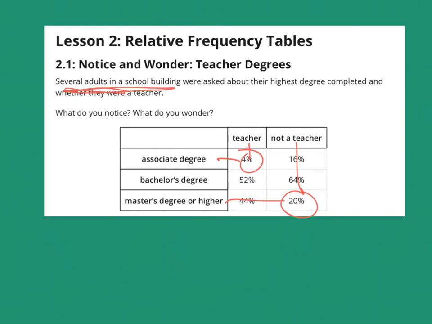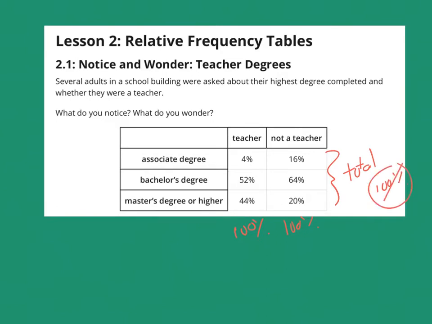So not really sure. This is just getting you to think about how to look at and interpret, so we're really focusing on interpreting what we see. But the big thing I wanted to focus on was that this was 100% when you added it up, and that these did not total 100%. So that's the big deal.